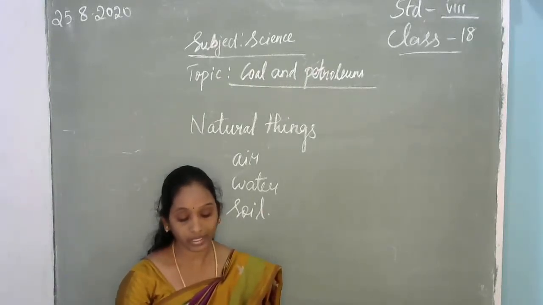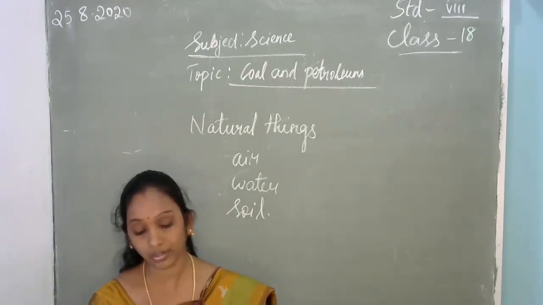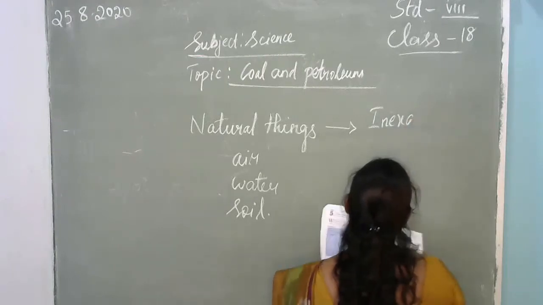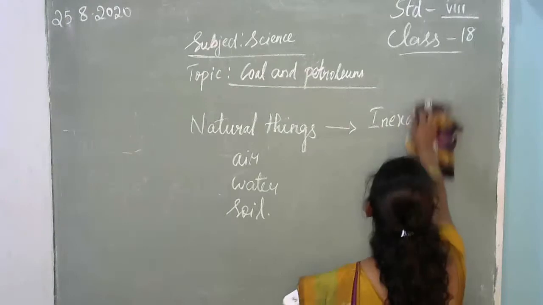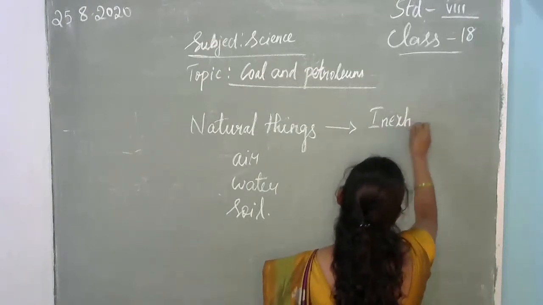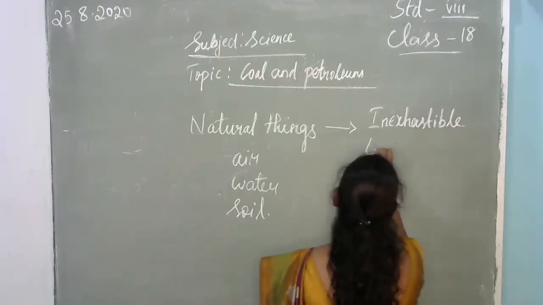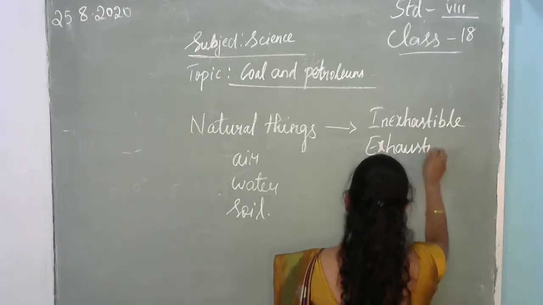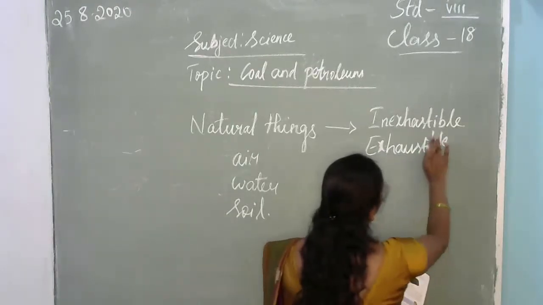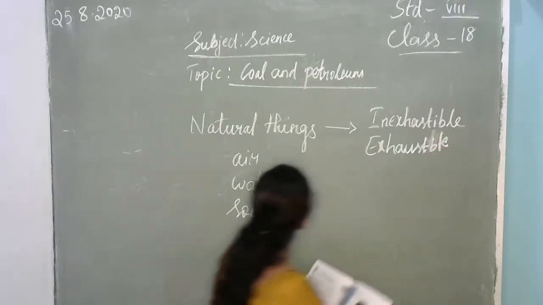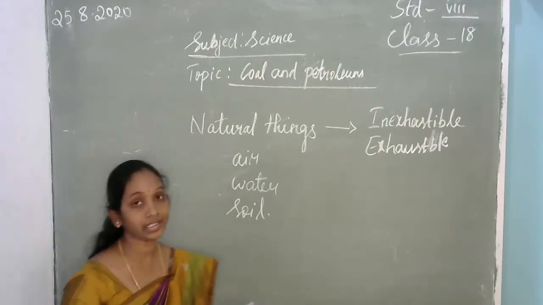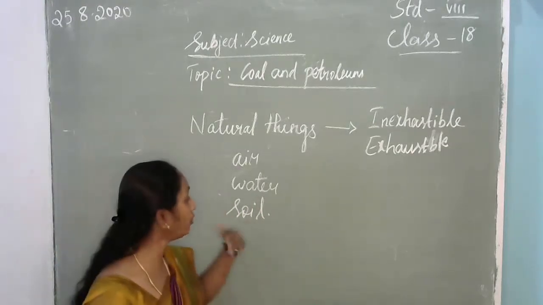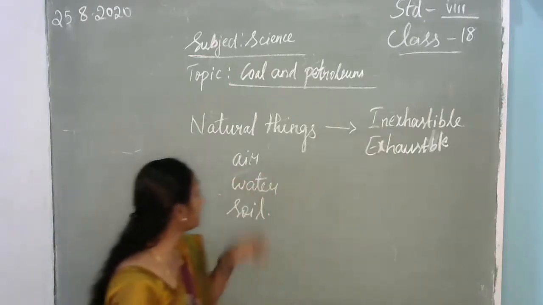In the light of the availability of the various resources in nature, natural resources can be broadly classified into two kinds. So they are divided into two types: inexhaustible and exhaustible. Inexhaustible means this type of resource is present in unlimited quantity in our nature. We can use it, and it will be continuously available on the earth. The examples are air, water, and soil.